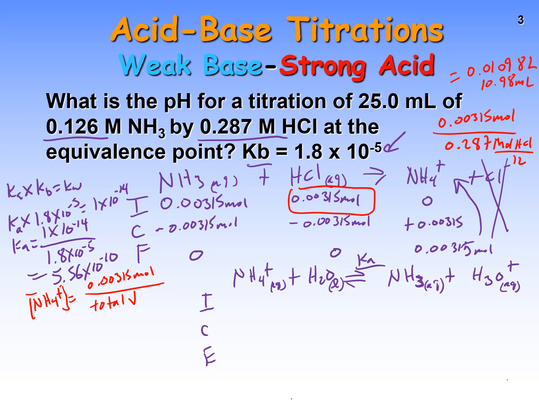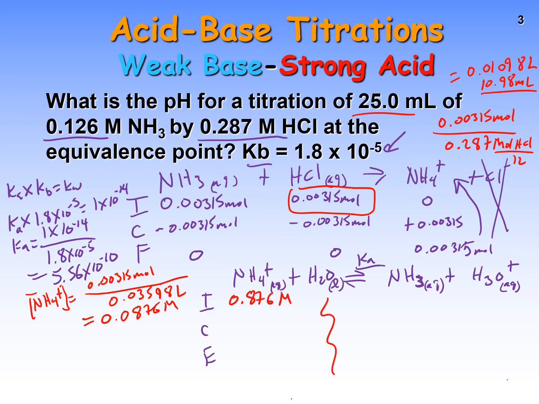All right, so now I can get the total volume because it's this plus 25 mL, which gives me my total volume, in liters at least, 0.03598 liters. I can then take my moles of NH4+ and divide by that, and this gives me a concentration of 0.0876. So now I have my concentration. I can put that here.